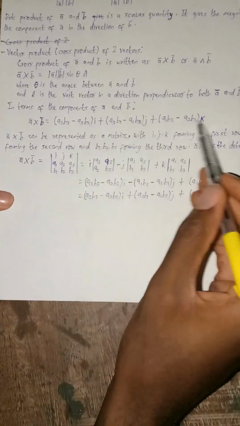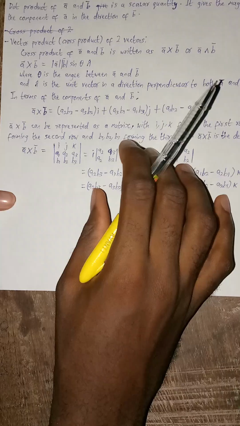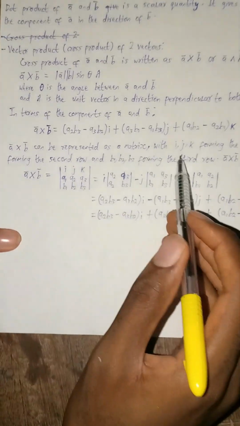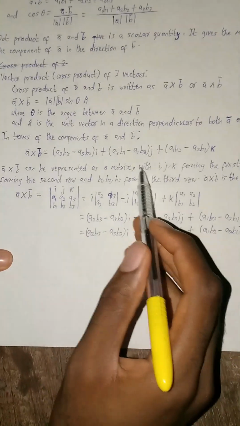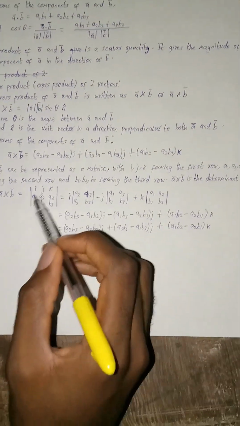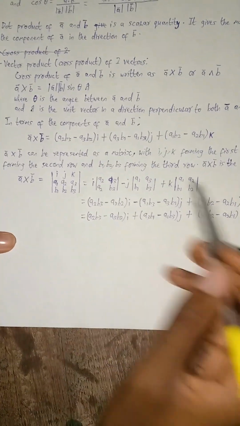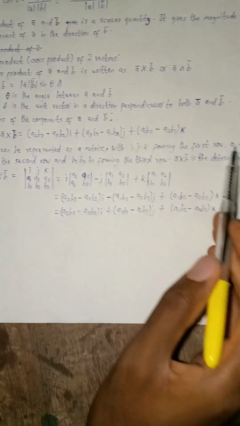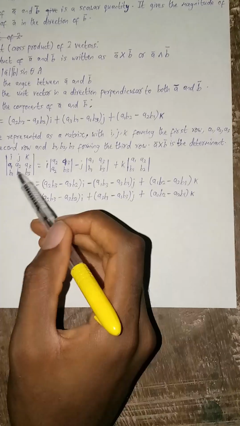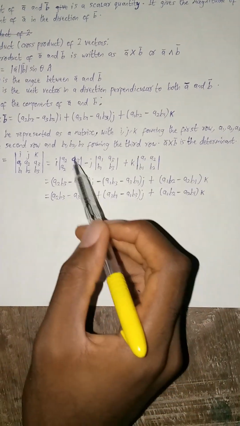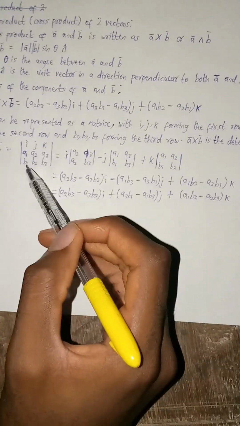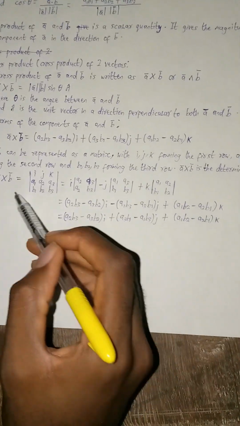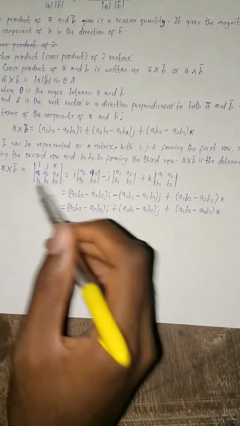Now this is quite long, it's sometimes hard to memorize. So another way of writing this cross product is using a matrix. It can be written as the determinant of a 3x3 matrix. The first row is I, J, and K. The second row is the components of A, that is A1, A2, A3. And the third row is the components of B, B1, B2, B3. So this is what we have here. Finding the determinant of this matrix will give us the cross product of A and B.